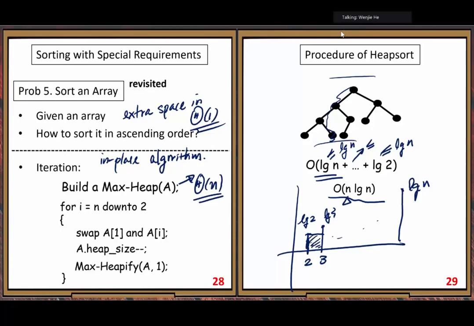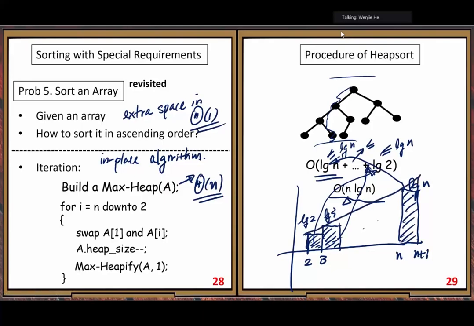The area of this rectangle corresponds to the last term, right? Then log base 2 of 3, the area corresponds to the second to last term, and so on. Then the last area, at n plus 1, corresponds to the first term. Then we add them up. It is approximately the area under the curve.